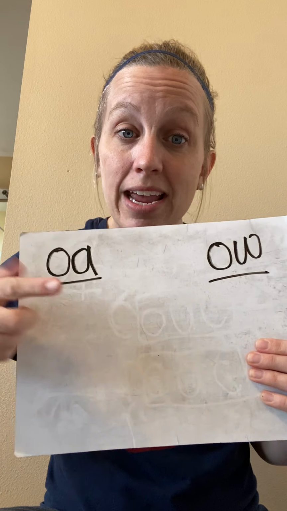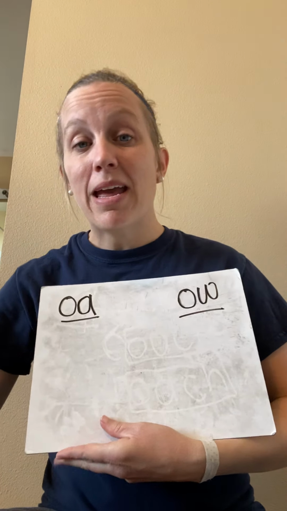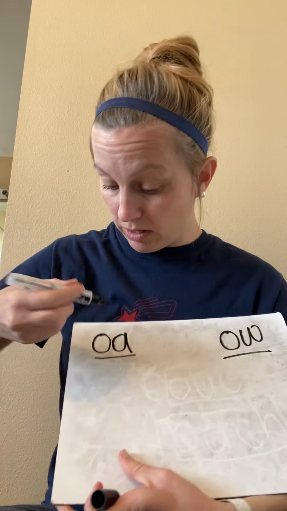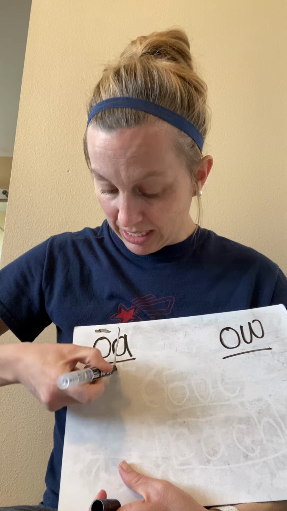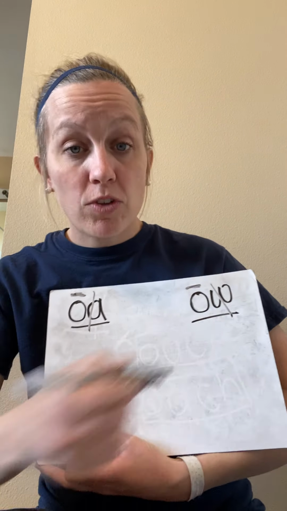All right, first graders, we're going to continue working with our digraphs. Remember, a digraph is two letters coming together to make one sound. The digraphs we're working with are OA and OW. And we know that OA and OW make the long O sound. So we hear that first letter saying its name, but we do not hear the second letter. They both sound like O.